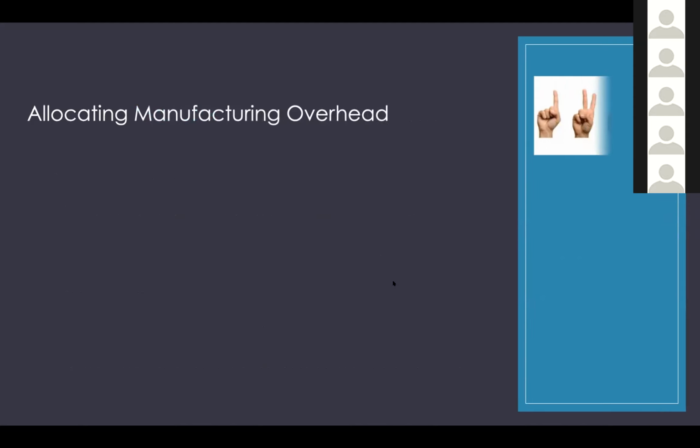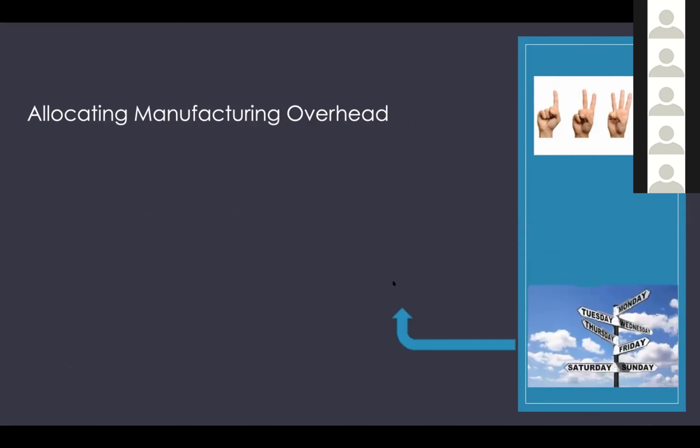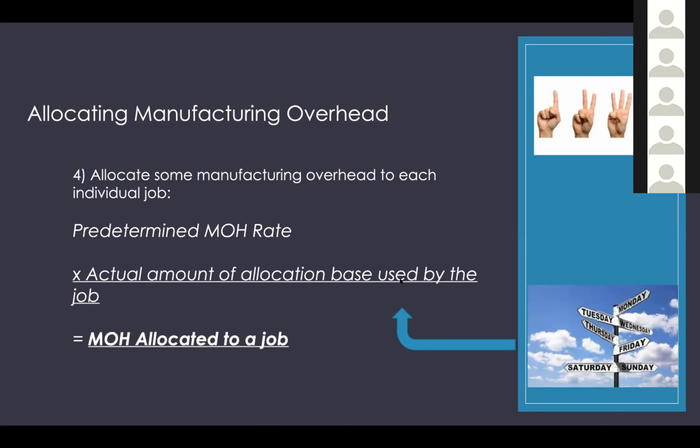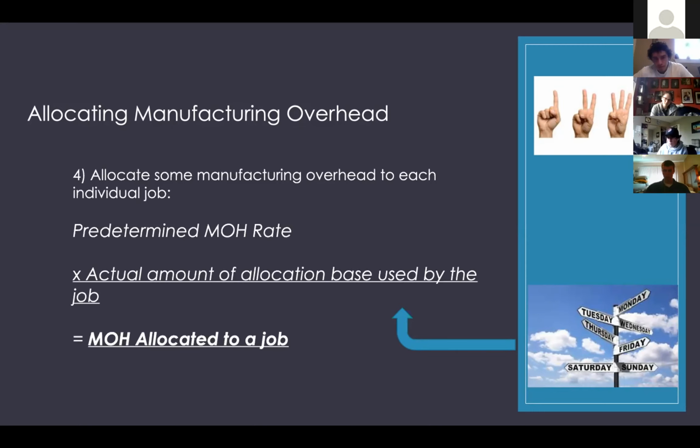So then, 4 steps, we just talked about 3. The 4th step happens as the year or the month is progressing. On a daily basis, we're allocating portions of manufacturing overhead to each job based on that predetermined variable manufacturing overhead rate, multiplying that rate by the actual driver. If we were talking about machine hours, we take the actual machine hours used on that job and multiply it by our predetermined manufacturing overhead rate, and that's how much overhead we'd allocate to that job.